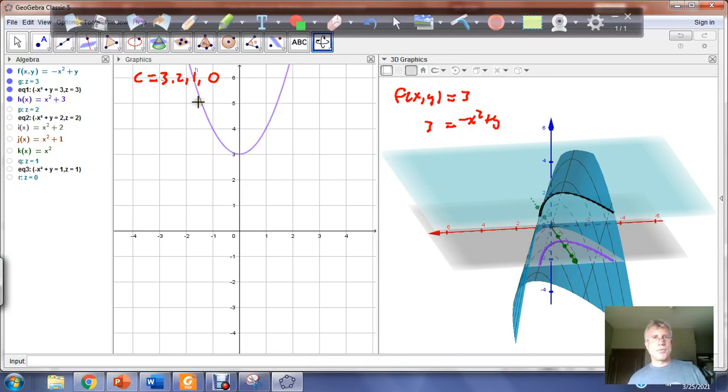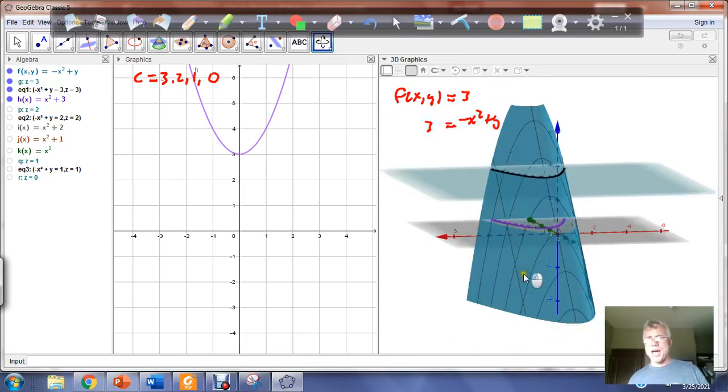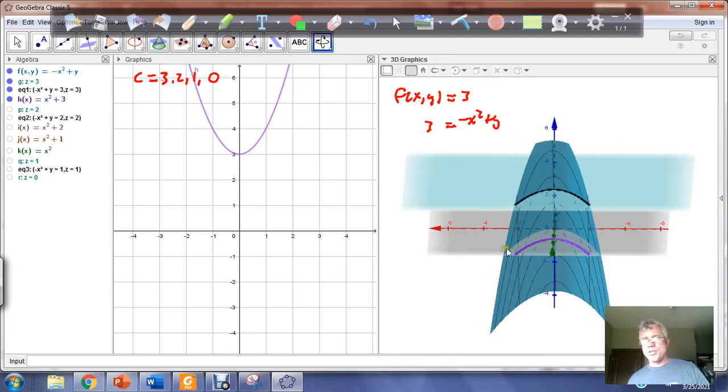We got this parabola here in the xy plane, which is just, if you look over here, the shadow of the intersection of the plane z equal 3 with the surface minus x squared plus y. We cast that shadow down into the xy plane. So we're really doing a 3-dimensional representation of our function in the xy plane. And then of course we need to label this line as c equal 3.